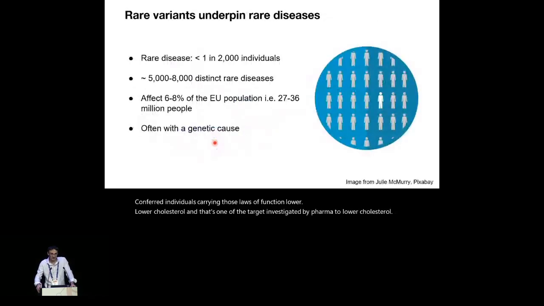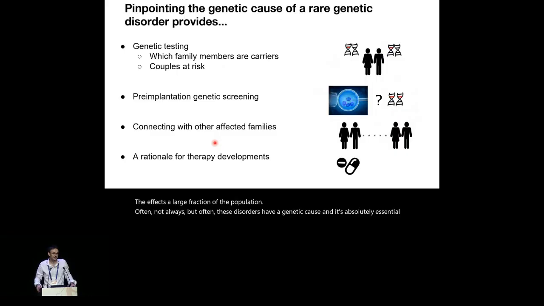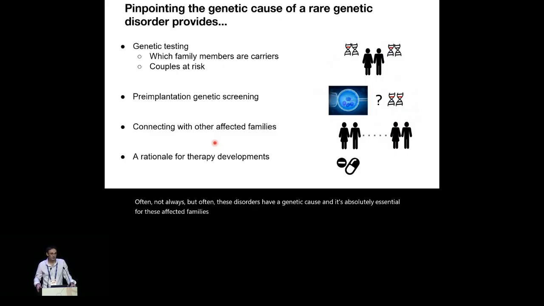Rare variants also show up in rare disorders. Rare diseases are diseases that affect less than 1 in 2,000 individuals, but there's a large number of those, 5,000 to 8,000 distinct rare diseases, so that collectively they affect a large fraction of the population. Often, not always, but often these disorders have a genetic cause, and it's absolutely essential for these affected families to pinpoint what is the genetic cause of the rare disorder.